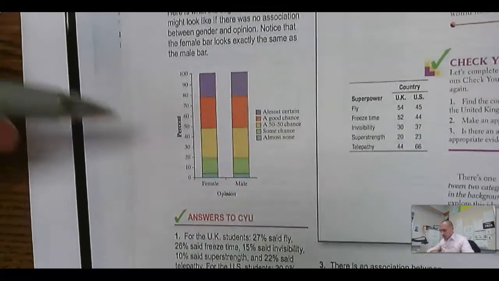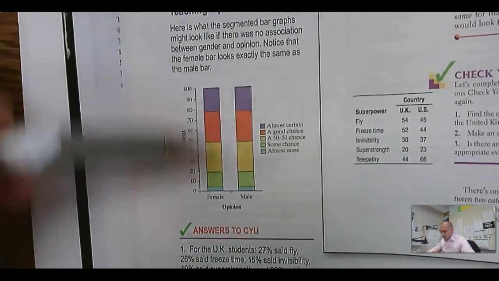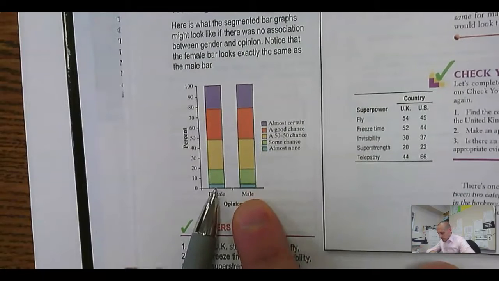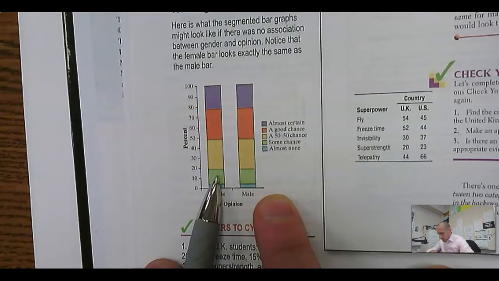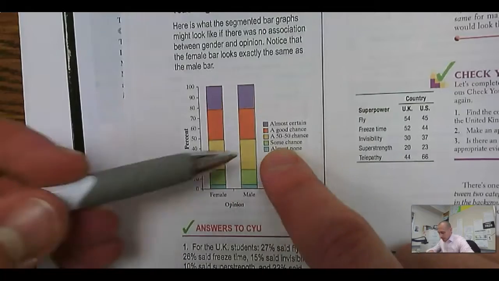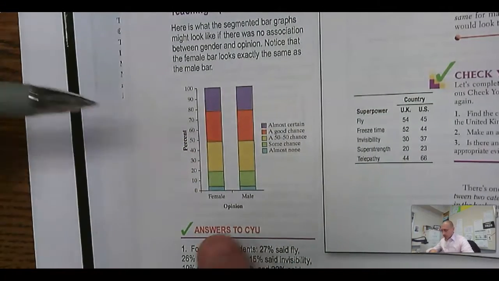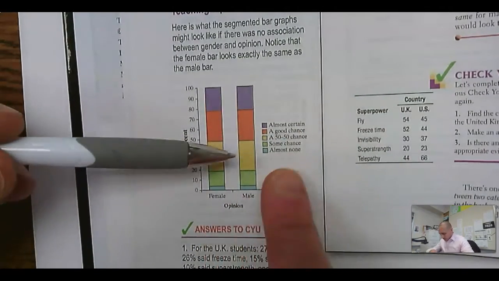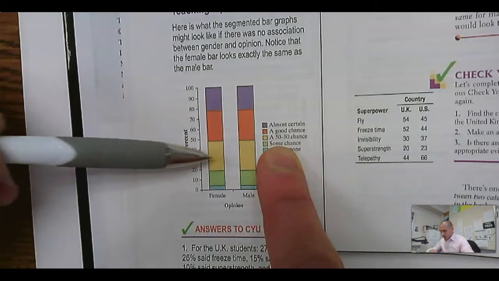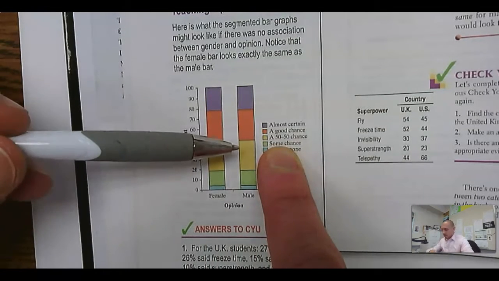All right, so let me just show you this. I like this. Here's an example of a segmented bar graph where there is no association, because you can see this is 4%, this maybe like 15% for the greens, and the yellows are the same percentage, the reds and the purples. So if I know somebody has a 50-50 chance, I don't know anything. I don't know that they're more likely to be female or male.